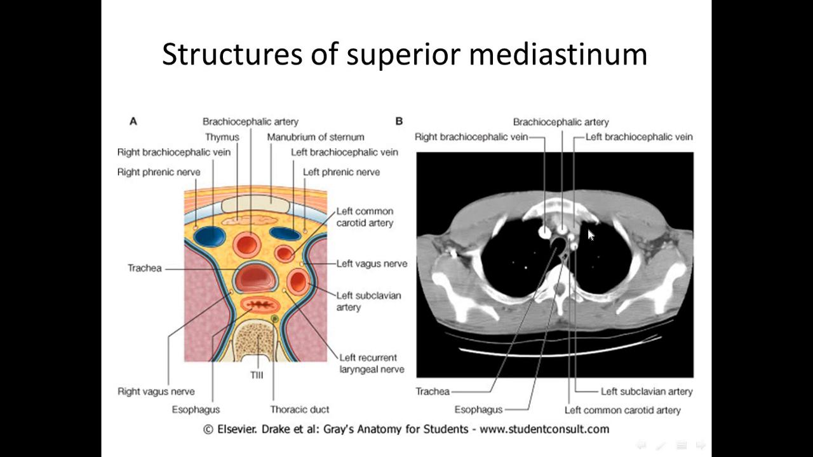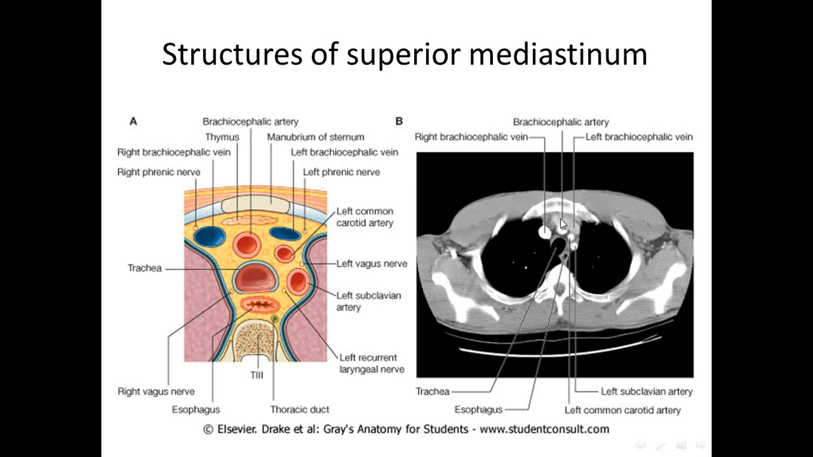This is an axial CT scan with the corresponding diagram, which illustrates these structures within the superior mediastinum. So here we have the branches of the aorta from left to right: the left subclavian, the left common carotid, and the brachiocephalic artery. On the other side, we have the right brachiocephalic vein. Then we have this air-filled structure, which is the trachea, right? And posterior to it, this small structure, sometimes it's collapsed, sometimes we can see some air within it, which is the esophagus. So these structures are included within the superior mediastinum.